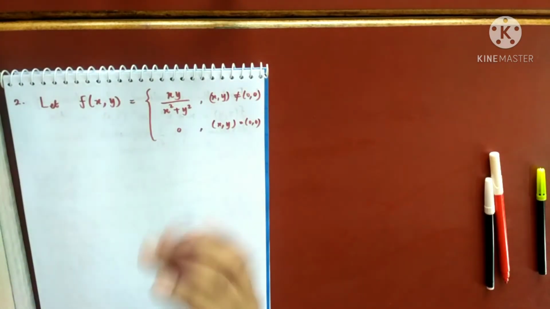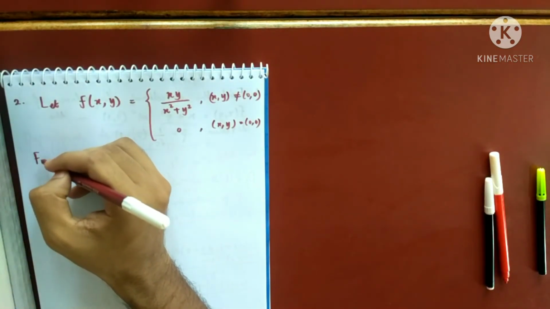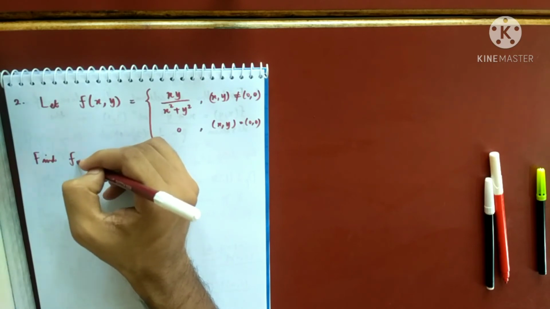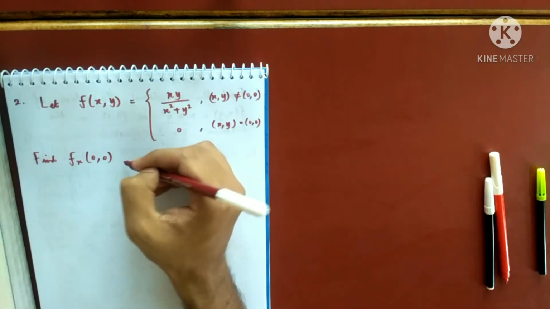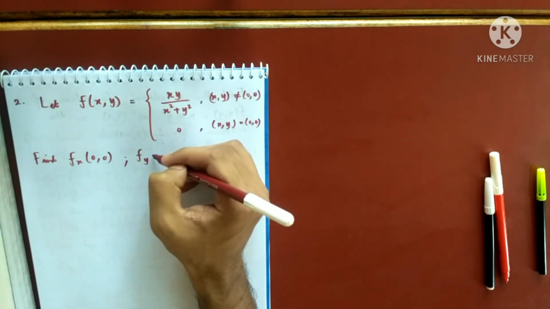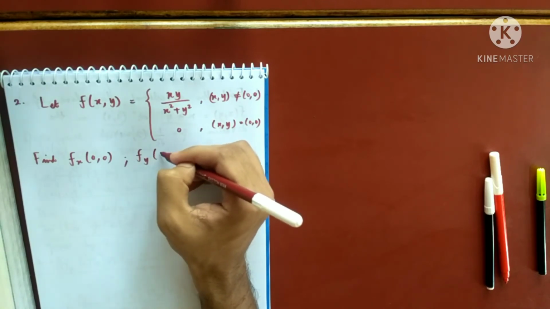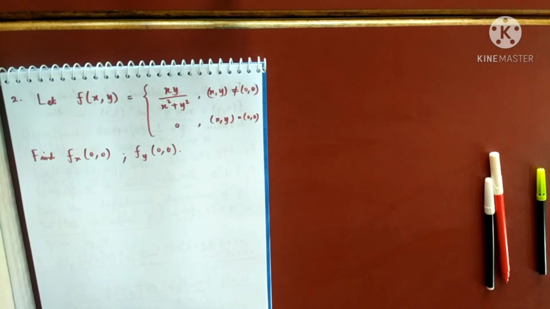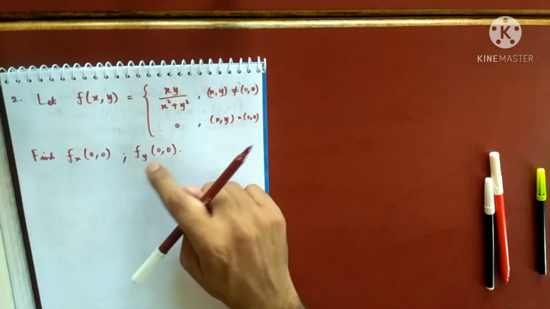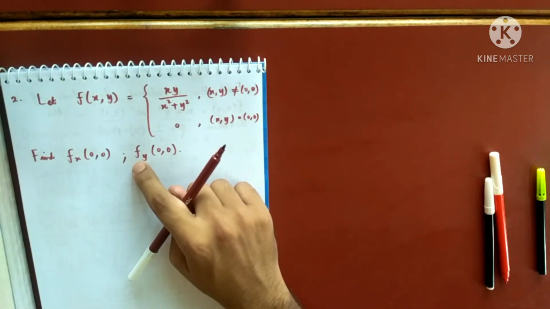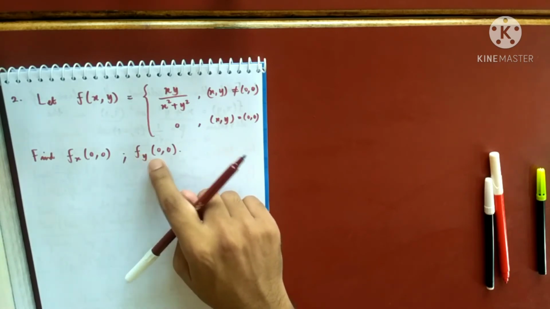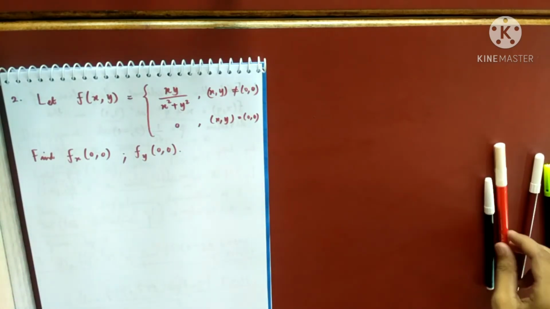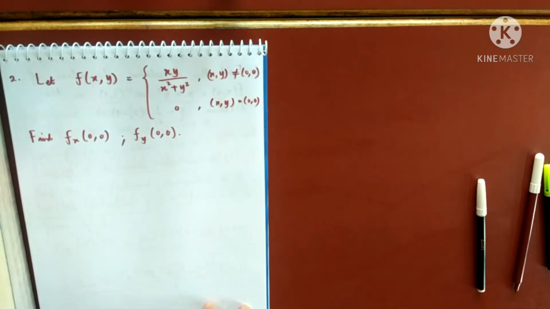So this is the question. Find the partial derivative of f with respect to x at the point 0, 0 and the partial derivative of f with respect to y at the point 0, 0. I have to find these. Let's see what happens.